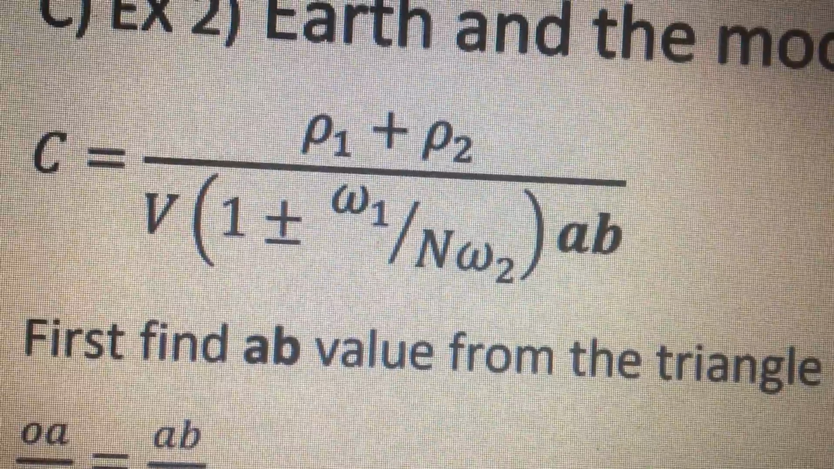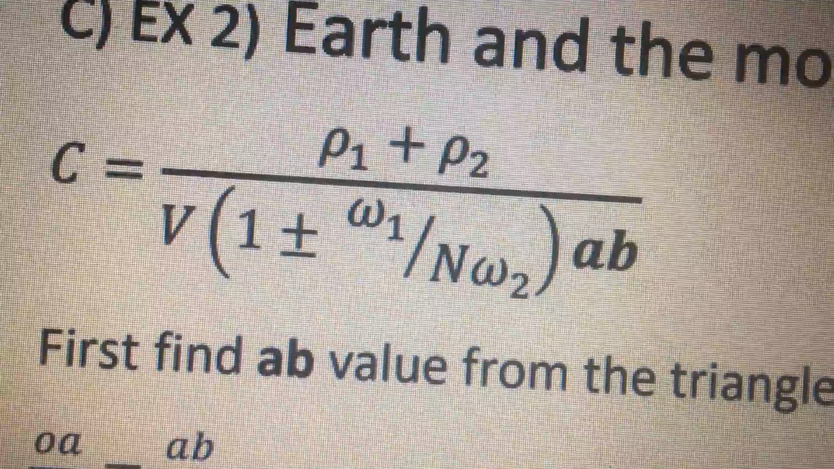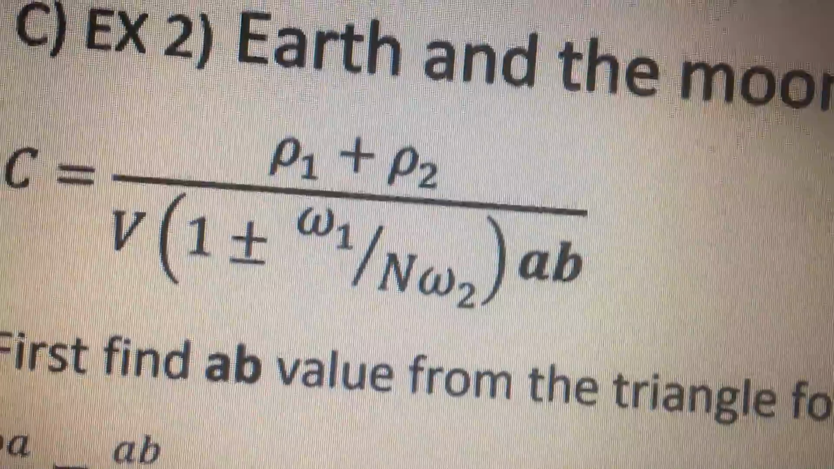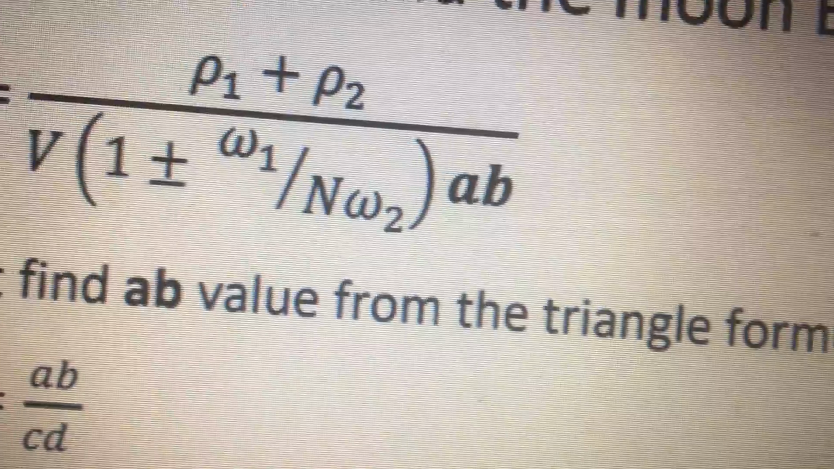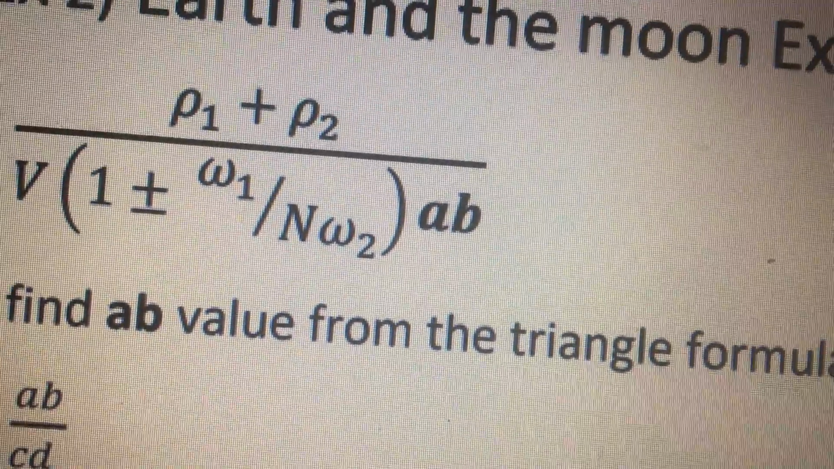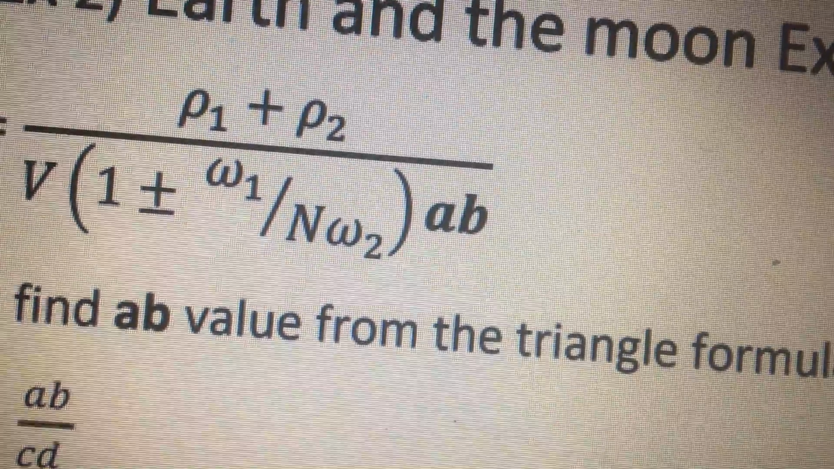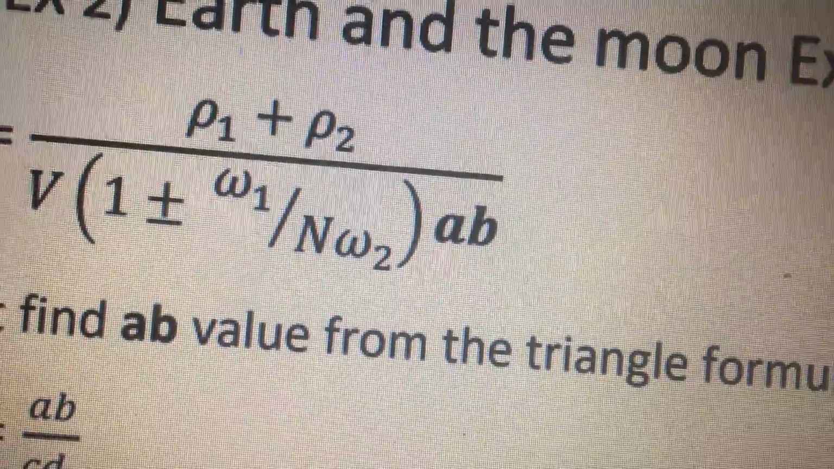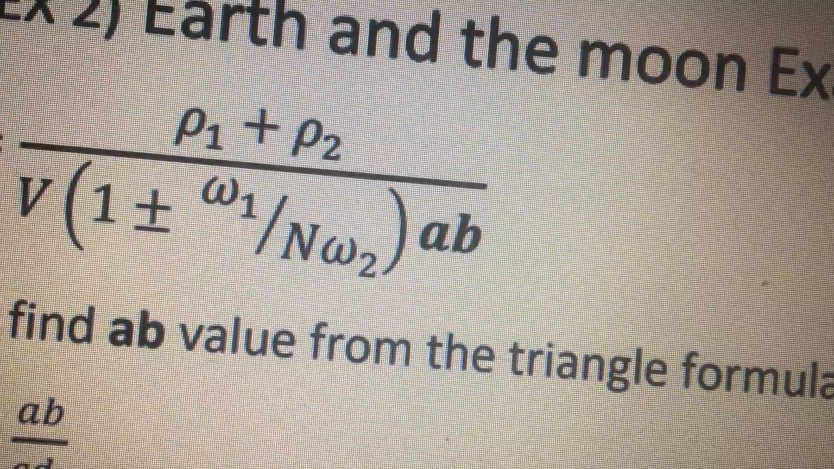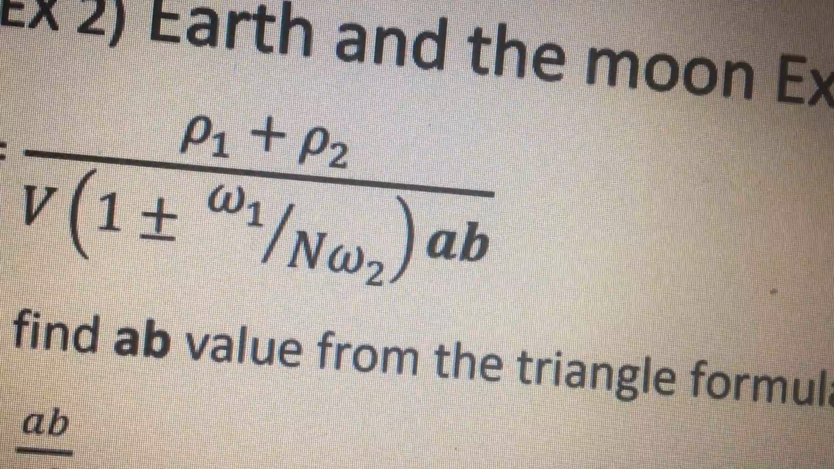So let me explain this again. V is the Earth's orbital velocity, W1 is the Earth's angular spinning velocity, W2 is the sun's angular spinning velocity, and N is the number of days for the sun to make one revolution. How many days for the sun to make one revolution? The sun takes about 25 days to make one revolution around its center.